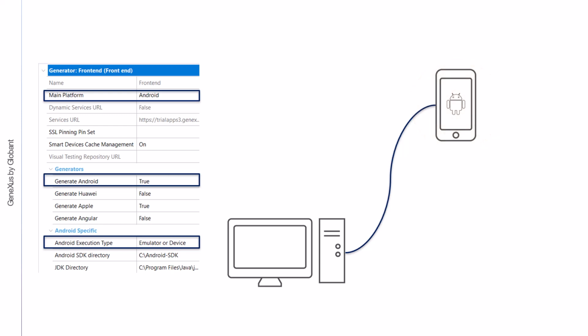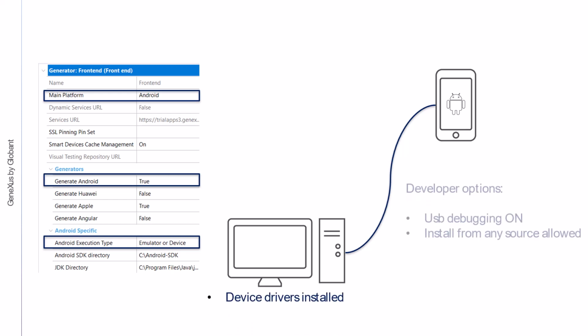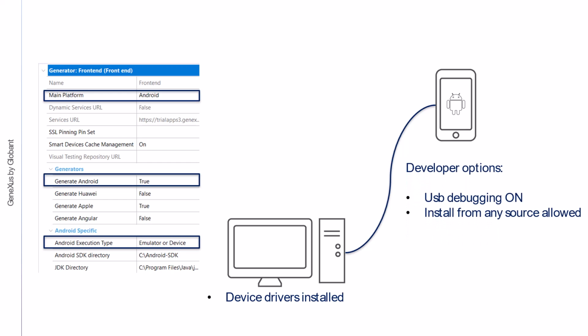For the development computer to correctly detect that the device is connected, the corresponding drivers must be installed, the USB debug option must be enabled on the device, and applications must be allowed to be installed from any source. As we've already said, for the application to work correctly, the device must have access to the services. Since it's a physical device, using Wi-Fi to connect the device to the same network where the services are running is the most frequent solution.